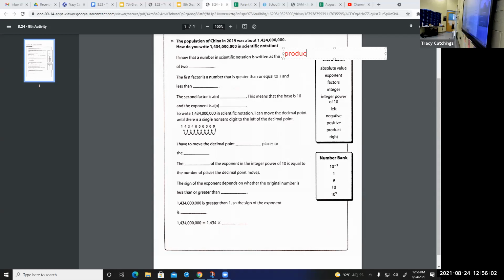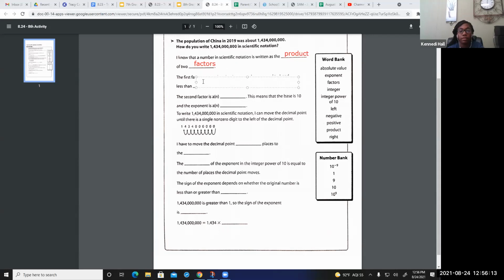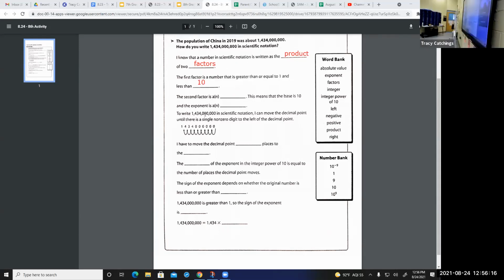All right, so then we can keep going. It says the first factor is a number that is greater than or equal to 1 and less than what? 10. Good job, that would be 10. We said it had to be a single digit, so that's less than 10. It then said the second factor is a blank. Then it said this means that the base is 10. So what is it called with a base of 10? Integer power of 10. Good job, Destiny, that is correct. Your notes, I think the only thing missing was the word integer, but you should have had power of 10.